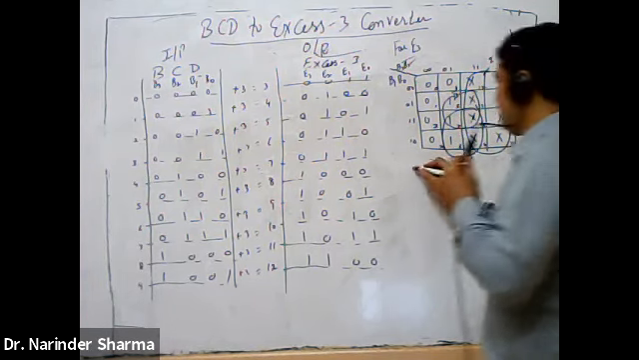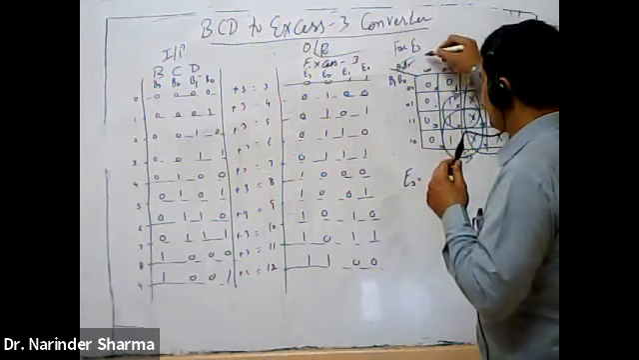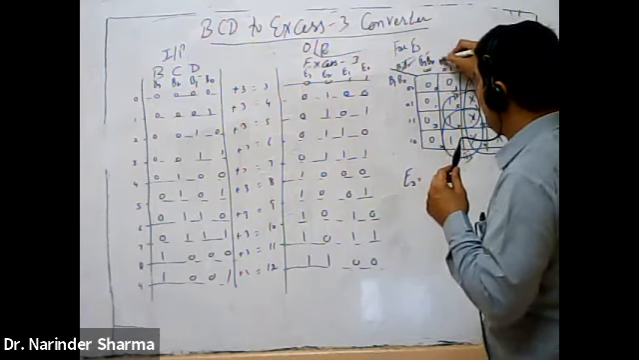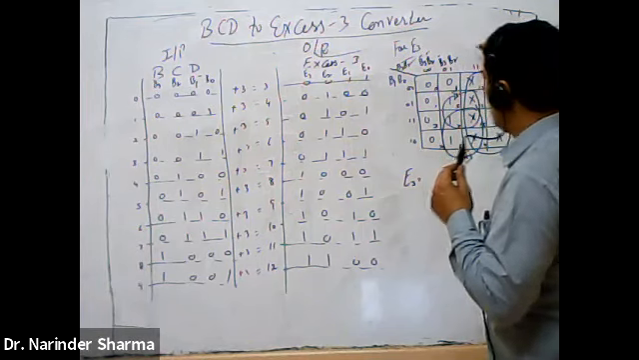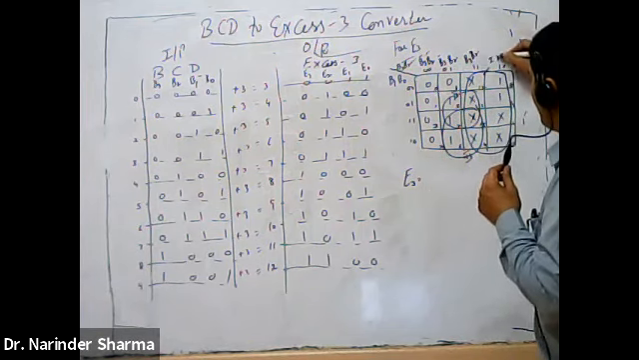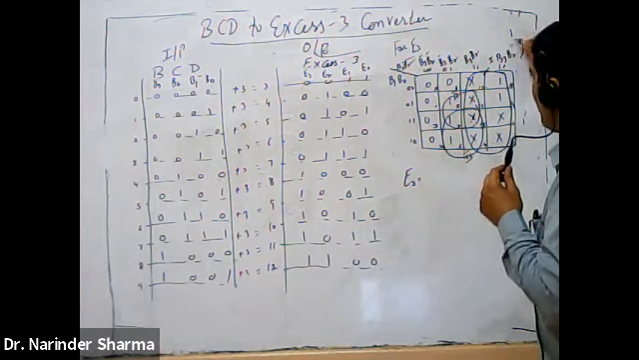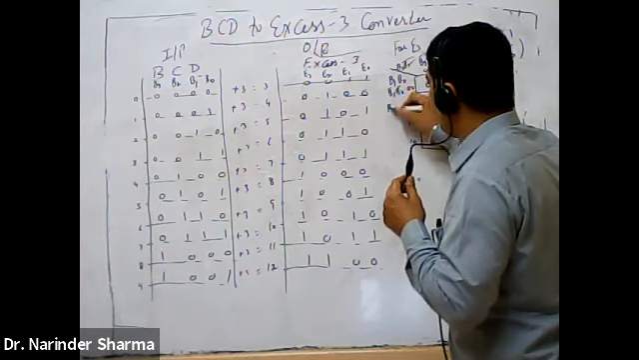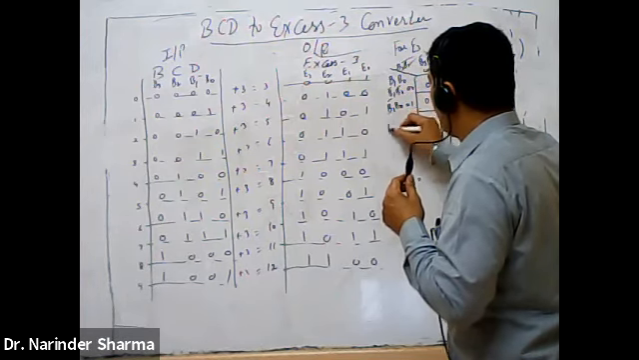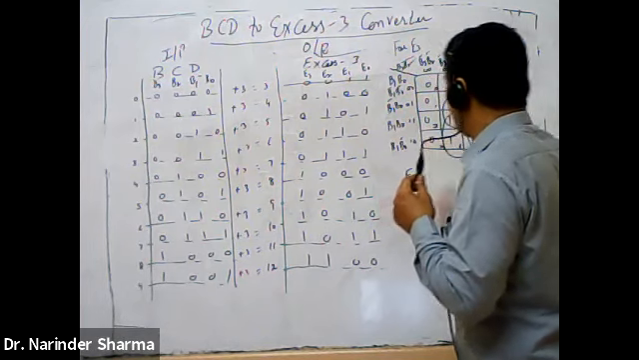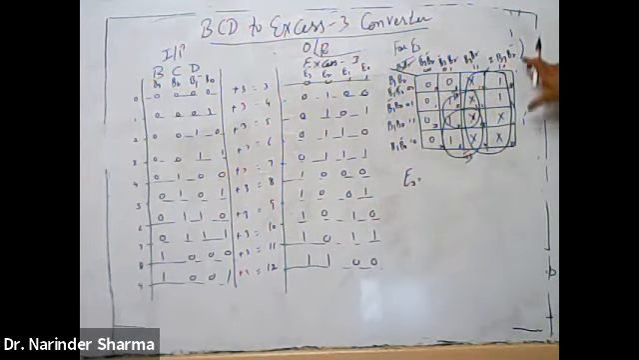For filling up the values, just write 0 means B3 bar, B2 bar, B3 bar, B2. This we have already done a number of times. Just fill up these values: B3, B2 bar, B1 bar, B0 bar, B1 bar, B0, B1, B0, B1, B0 bar. Now for group number 1, this is an octet.